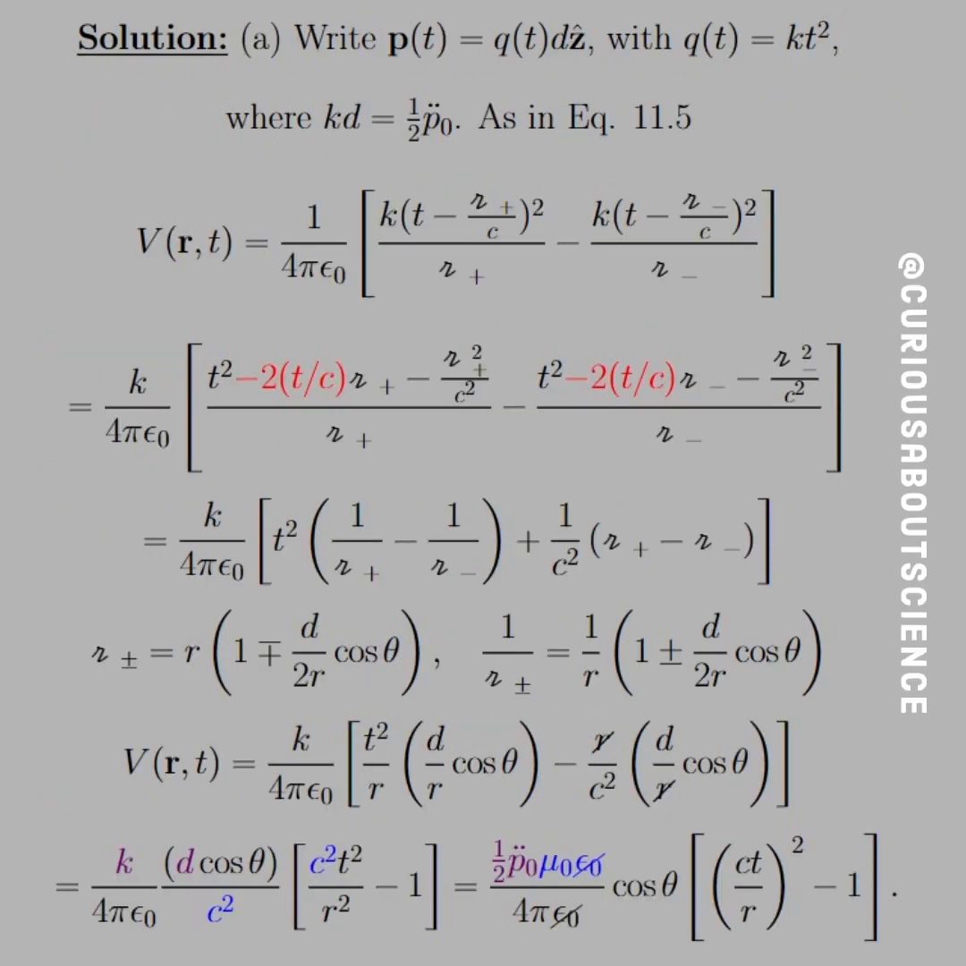So for our solution in part A, write p of t is equal to q of t, and then multiply that by d, our typical dipole moment. So q of t is equal to k t squared because it's quadratic in time. And so kd is equal to 1/2 p double dot. As in equation 1.5, when we expand it, kind of a multipole expansion here, we have script r plus, script r minus.